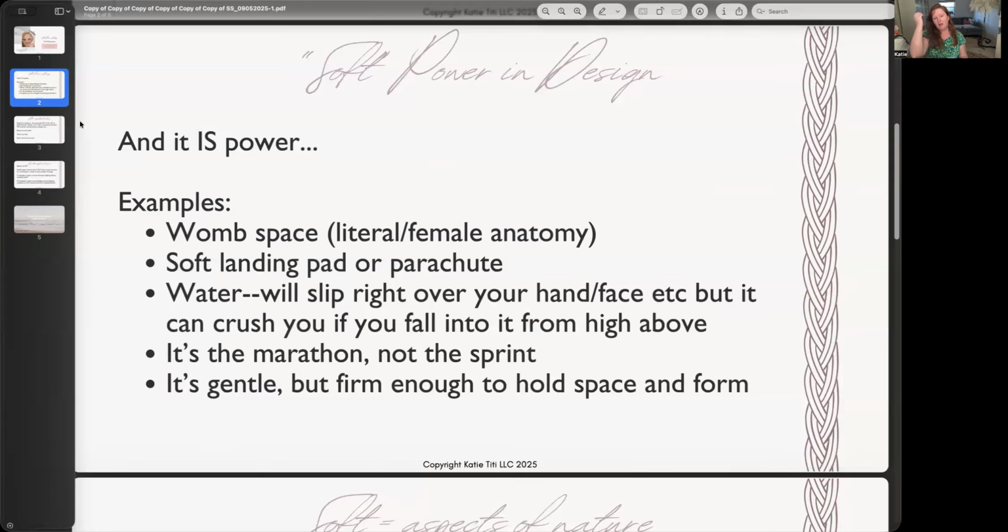Here's a really good example of that too: the mattress on your bed. For about a third of your life, it sustains your body in place while you powerfully rest so you can do all the stuff you want to accomplish in life. That would not be possible without a gentle and firm space to hold your physical body.